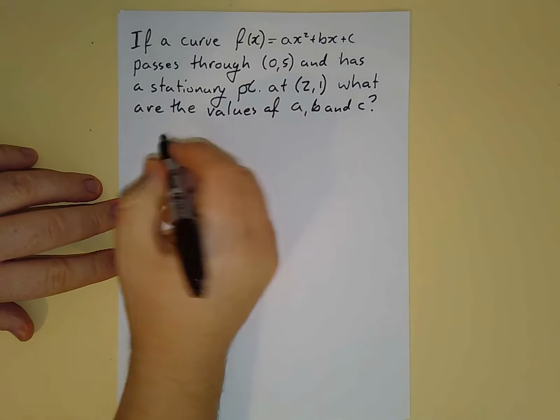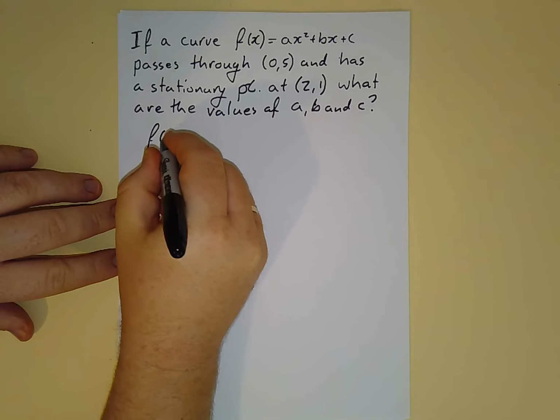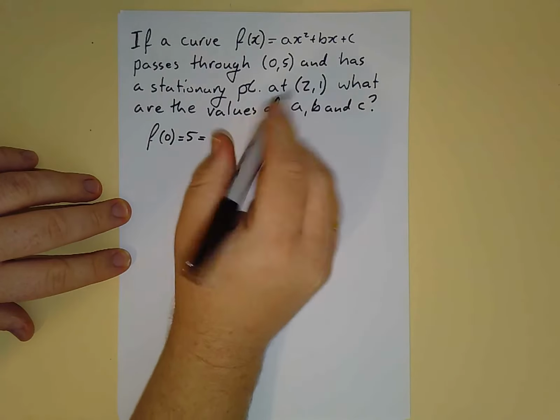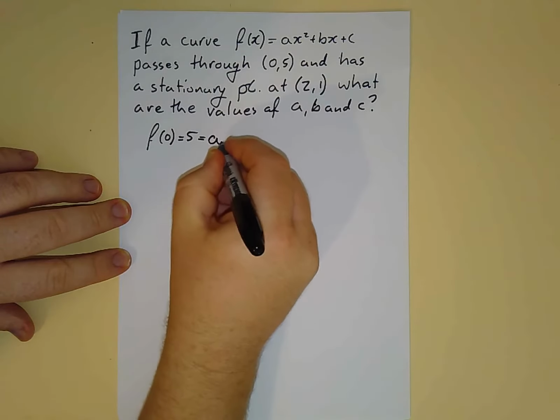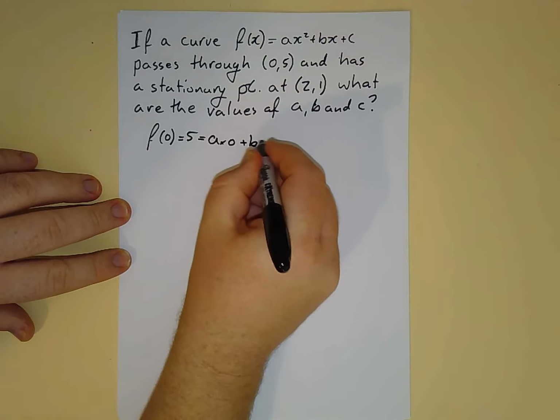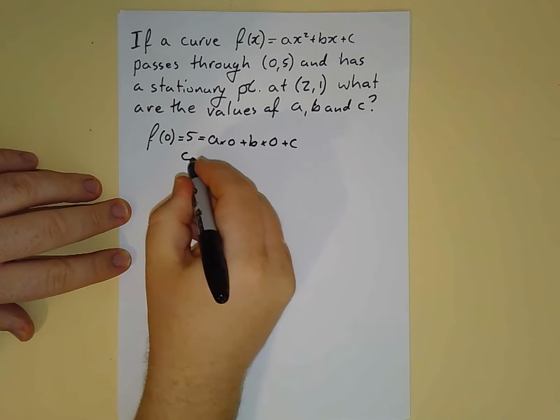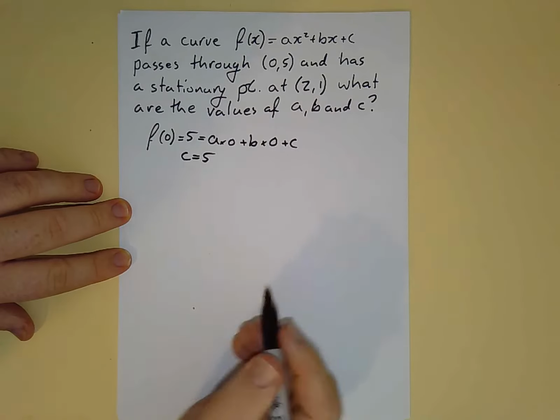Well, that's an x of 0. So f of 0 equals 5. And that's going to be a times 0 plus b times 0 plus c. So all that disappears and you just have c equals 5. That's a good starting point.